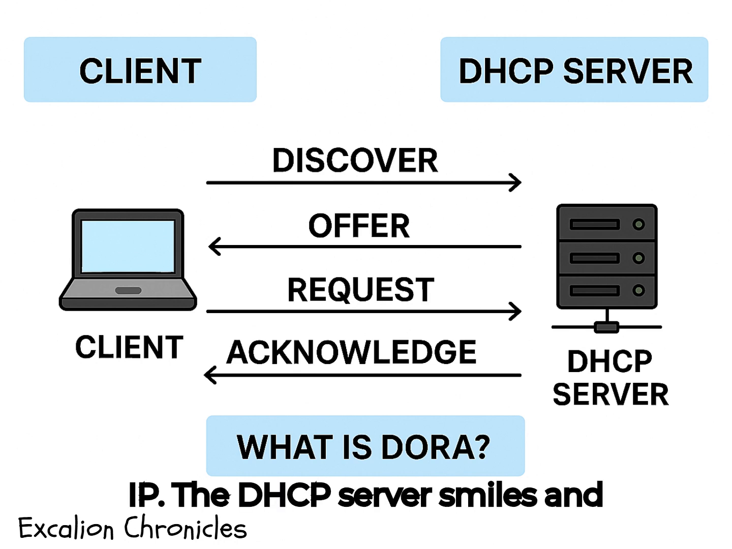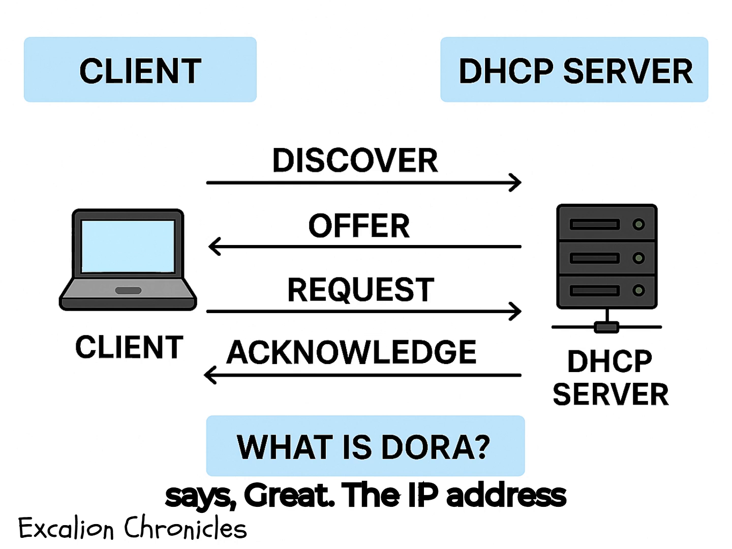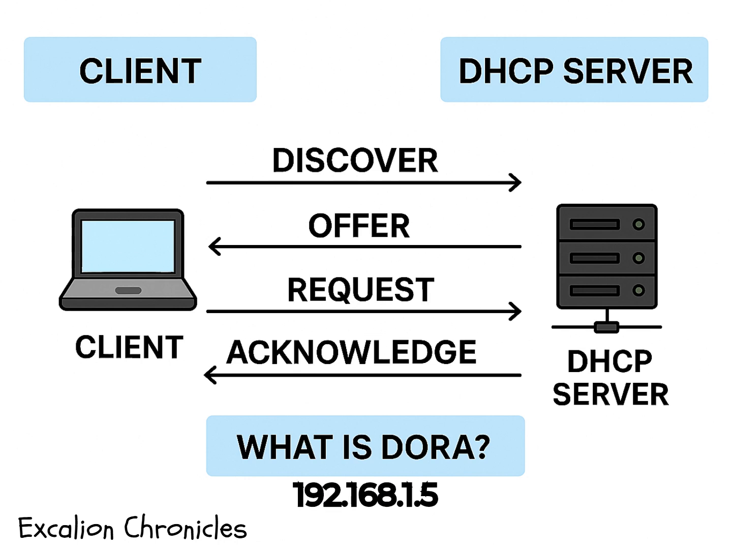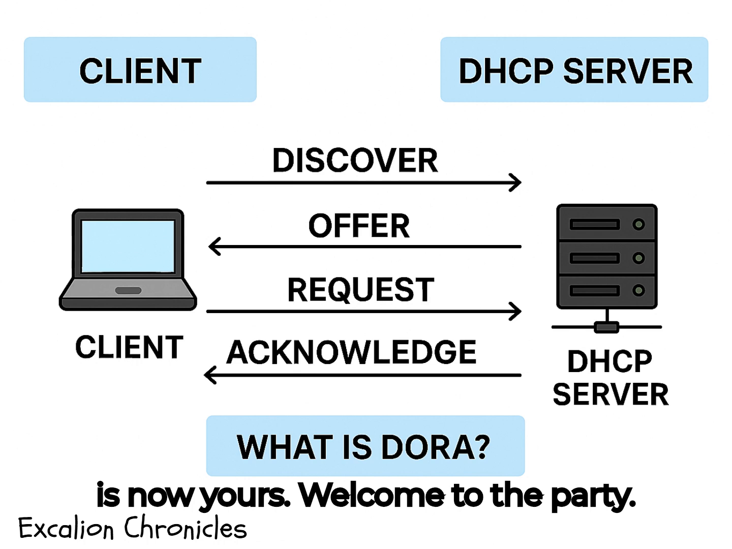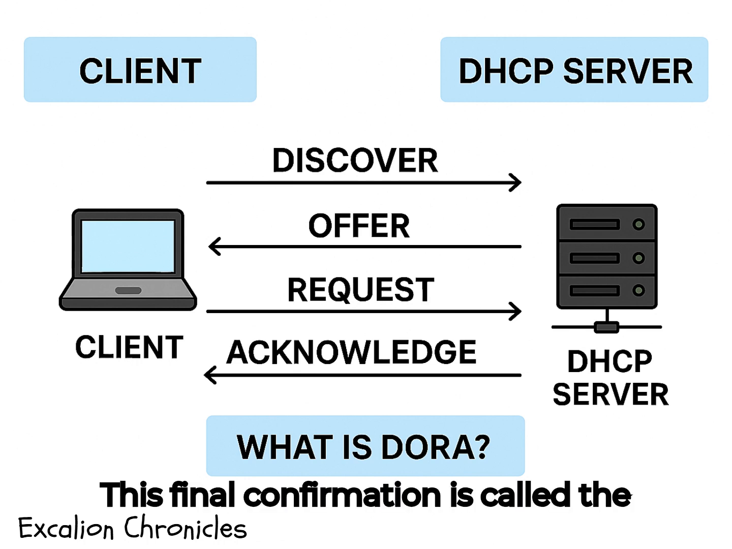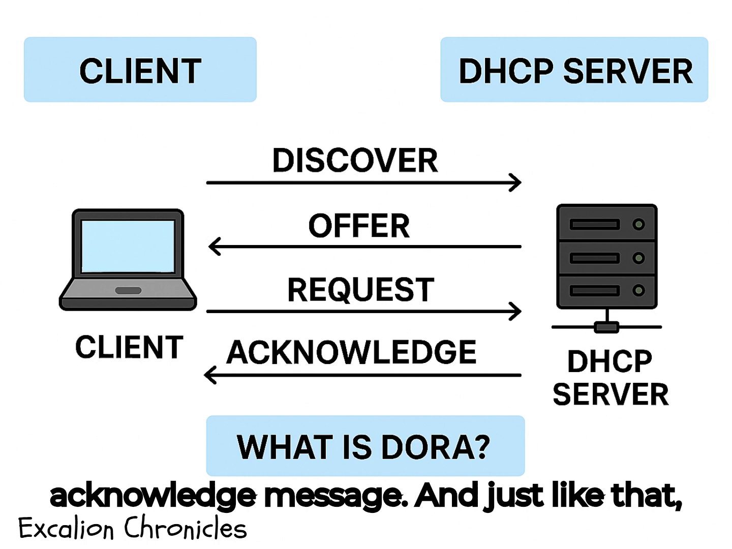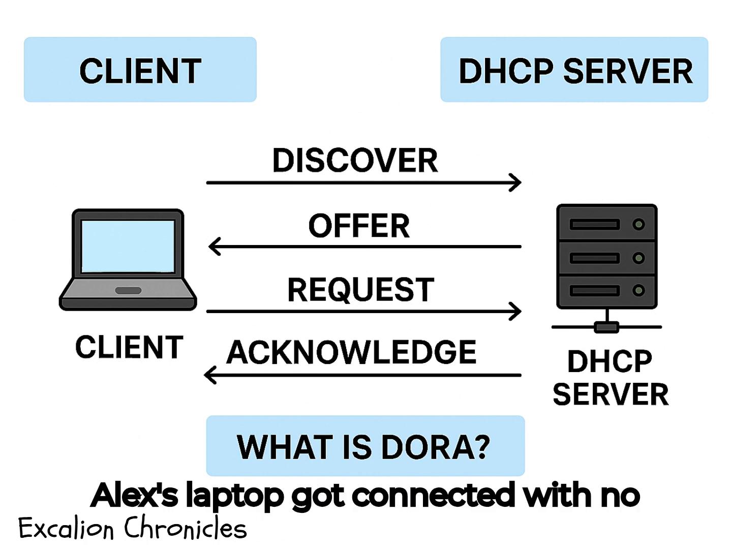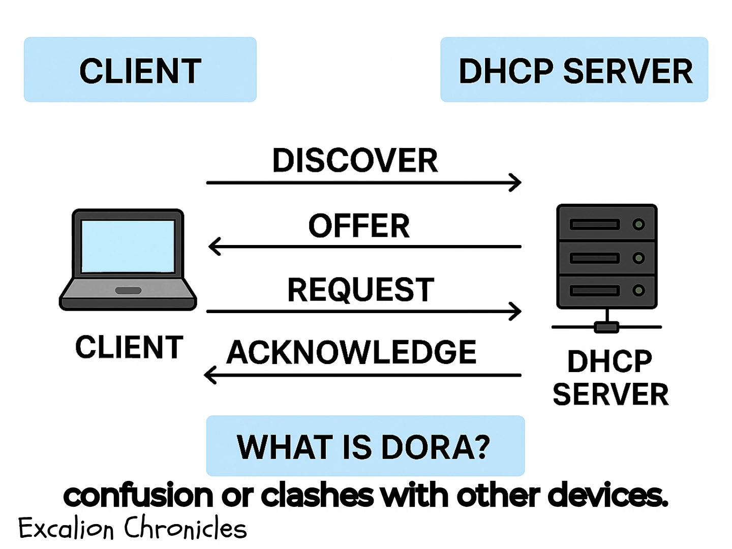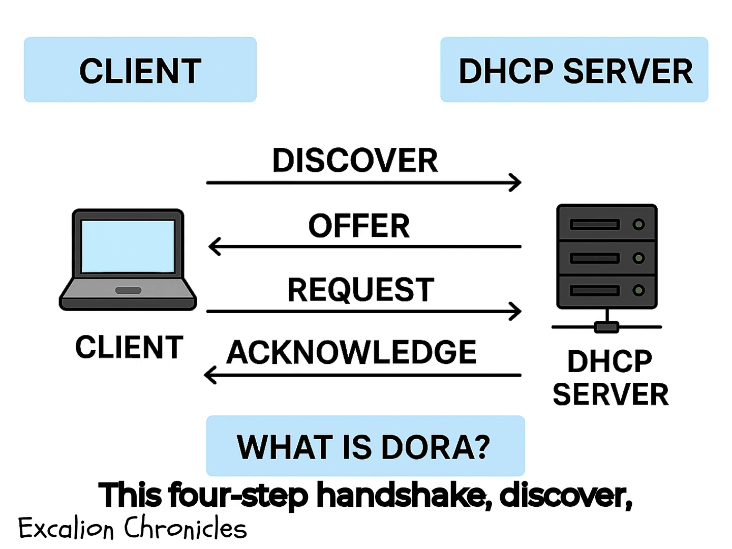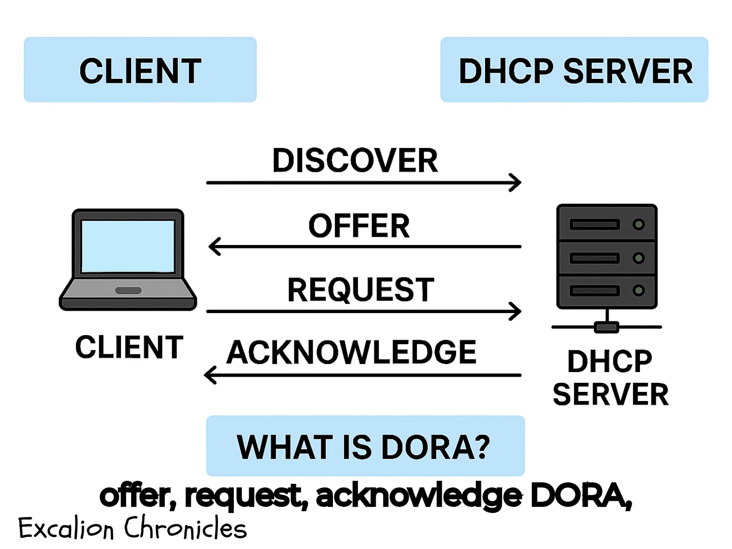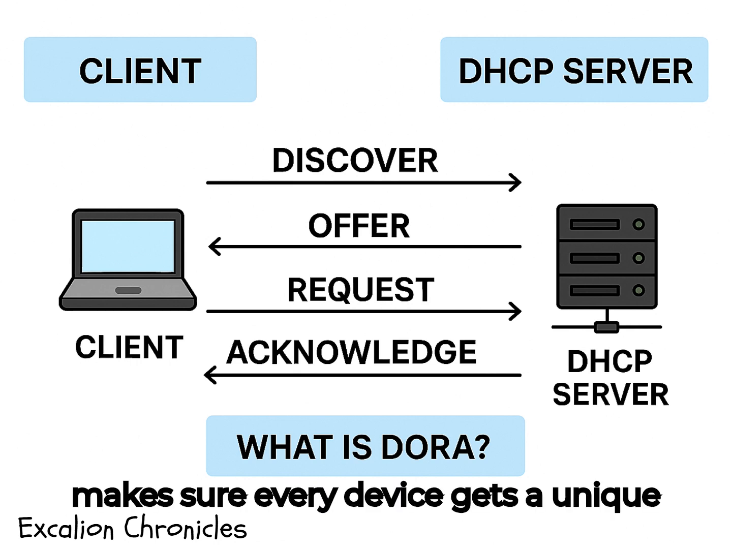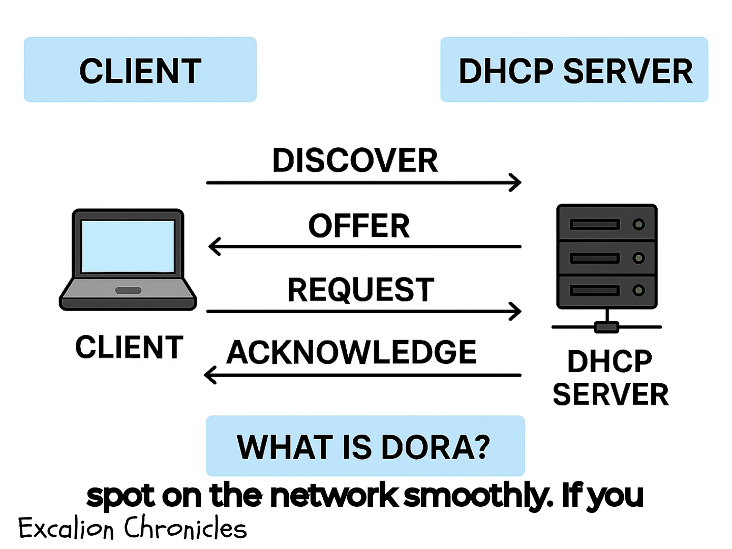The DHCP server smiles and says, "Great. The IP address 192.168.1.5 is now yours. Welcome to the party." This final confirmation is called the acknowledge message. And just like that, Alex's laptop got connected, with no confusion or clashes with other devices. This four-step handshake, discover, offer, request, acknowledge, DORA, makes sure every device gets a unique spot on the network smoothly.